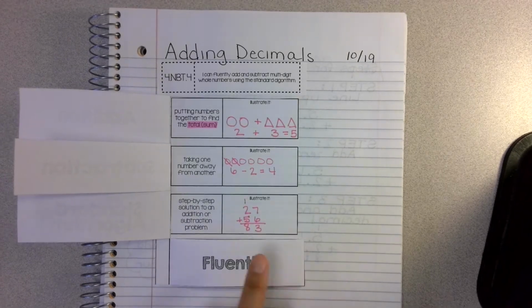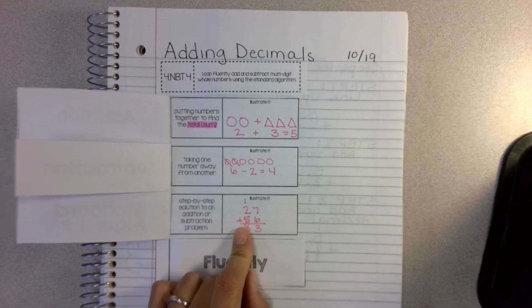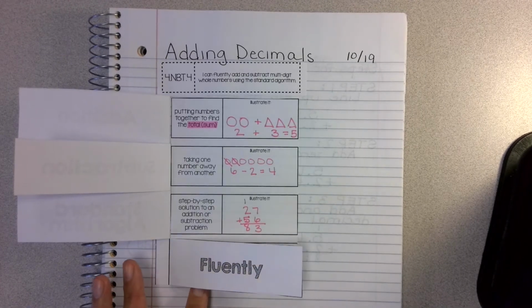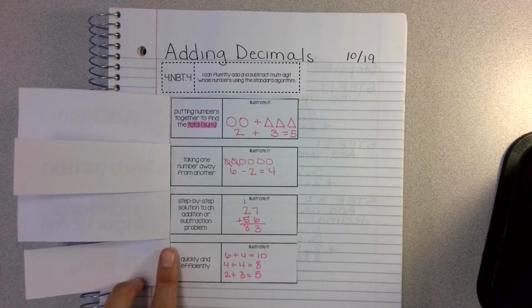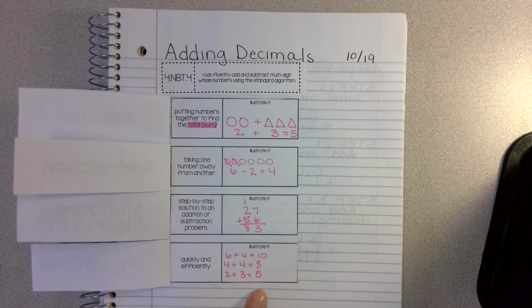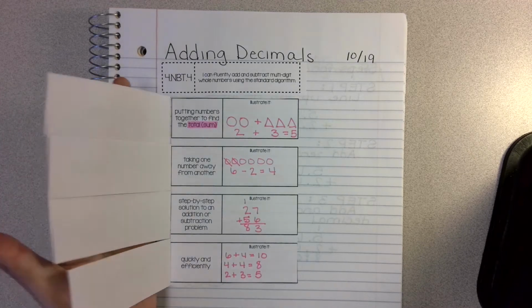So the standard algorithm is when I stack by place values and then I subtract or add them. Fluency, quickly and efficiently. So if I know 6 plus 4 is 10, I don't even have to think about it. When I see 6 plus 4, I know right away 10. 4 plus 4 is 8, 2 plus 3 is 5. So these are the ones that you know automatically. 1 plus 1 is 2, 2 plus 2 is 4. So that's what fluency is.